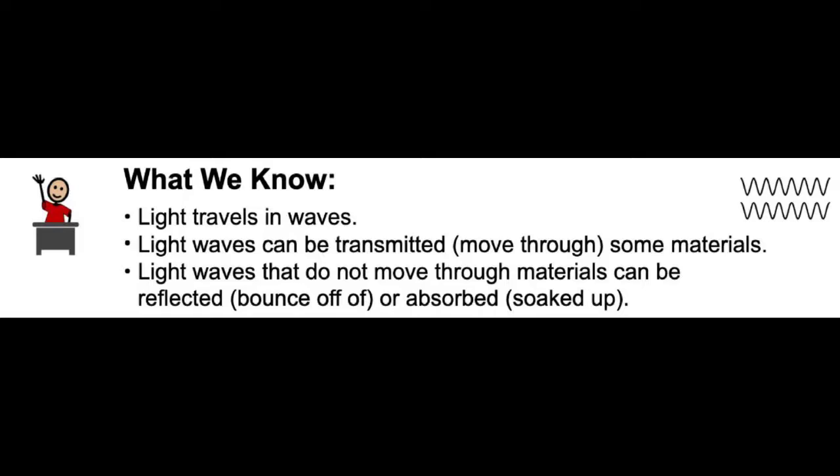So what do we know about light? We know that light travels in waves. We know that these light waves can be transmitted, or they can move through some materials. We also know that if light waves can't move through the material, the waves will either be reflected, which means the waves will bounce off the material, or the waves will be absorbed, which means the waves will be soaked up.